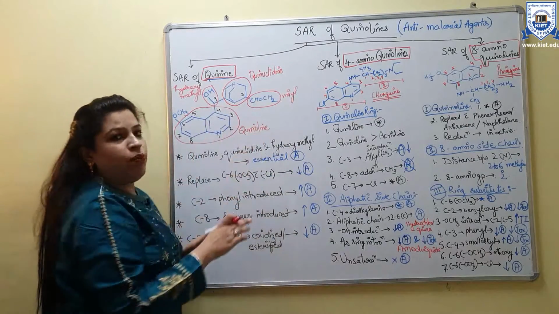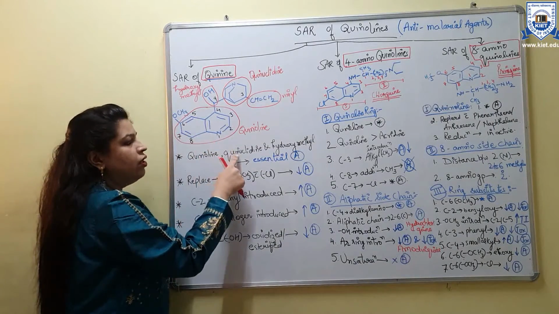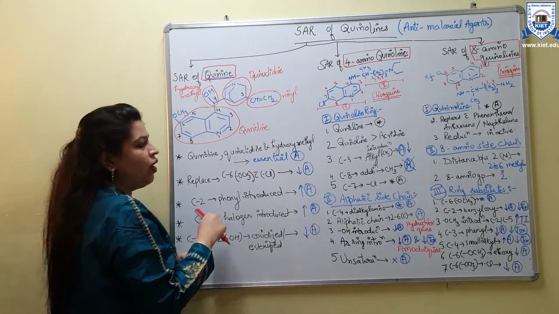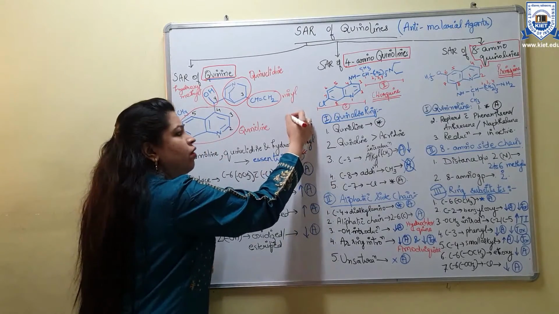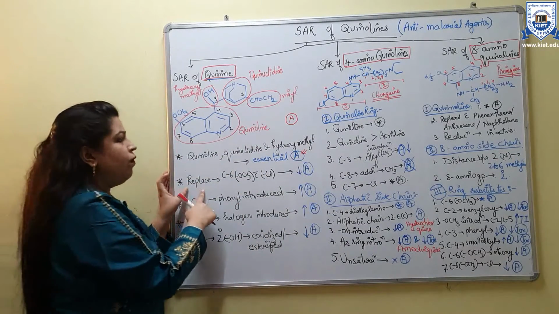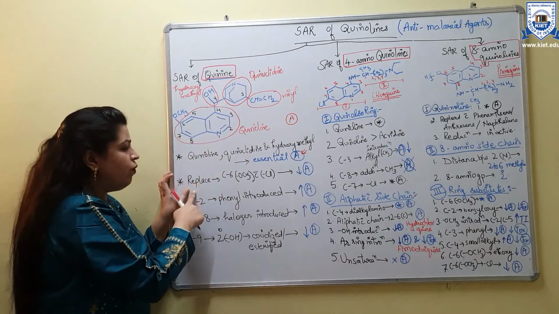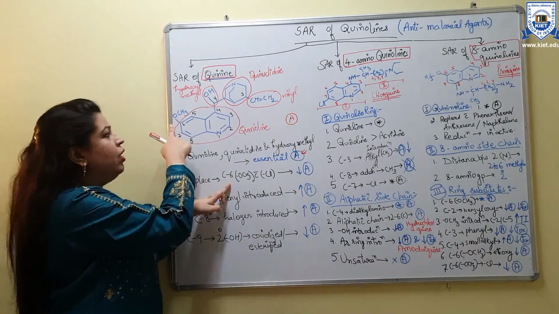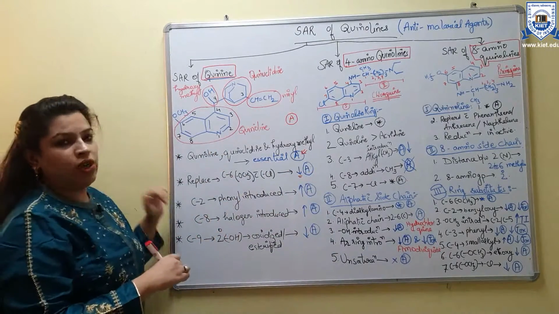So, the main points of the SAR of quinine are: the quinoline ring, then the quinuclidine ring, and the hydroxymethyl group for joining both parts is essential for the activity. This A I have written for the anti-malarial activity. It also has a methoxy group at the 6th position of quinoline. If we replace that methoxy group with a chloro group, the activity of this quinine moiety is decreased.